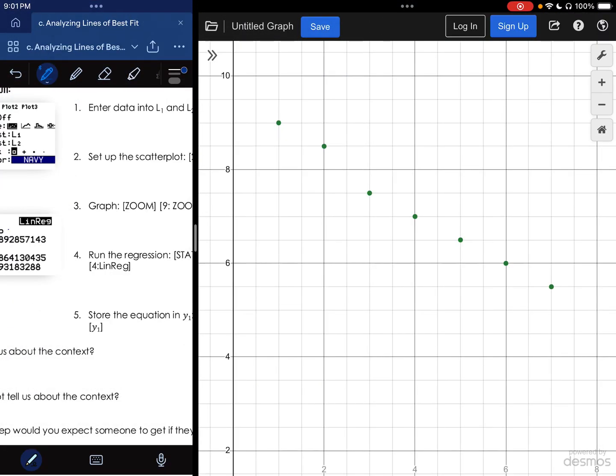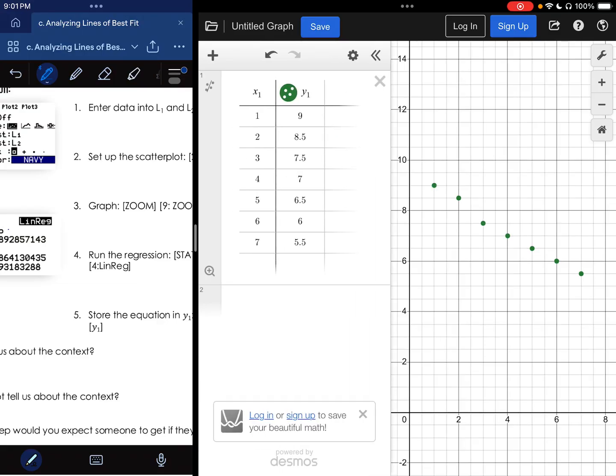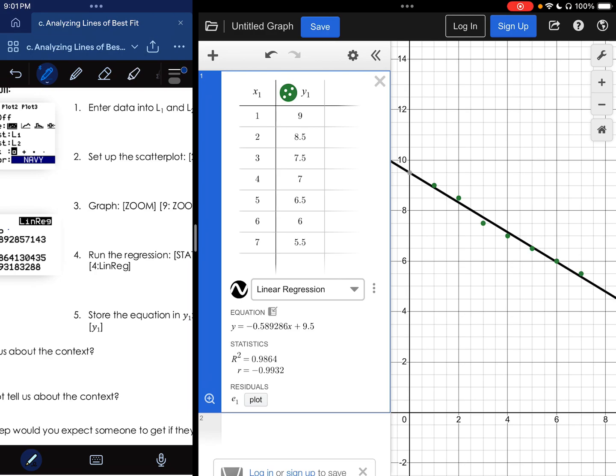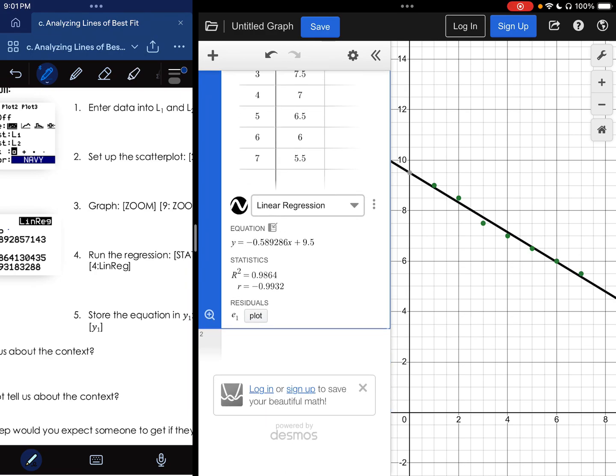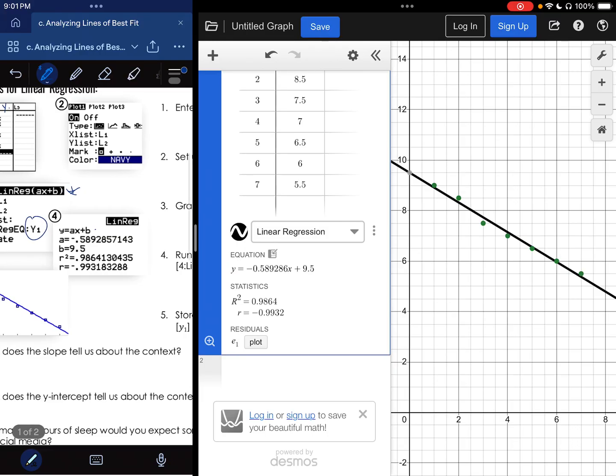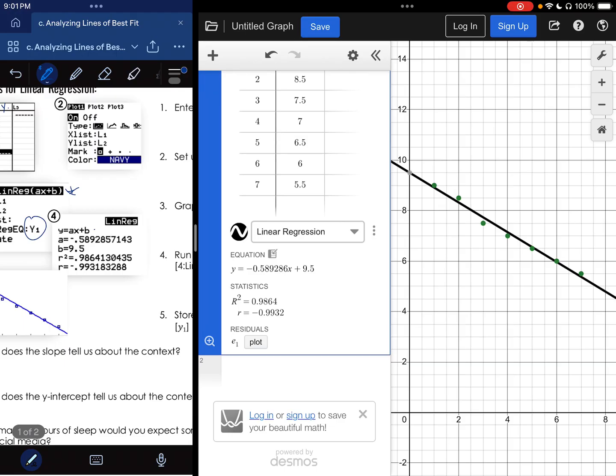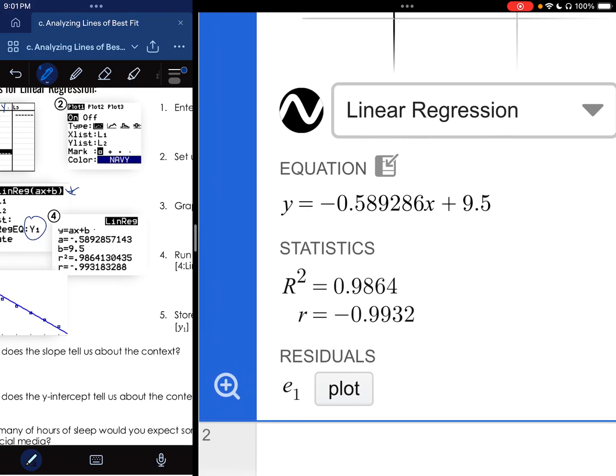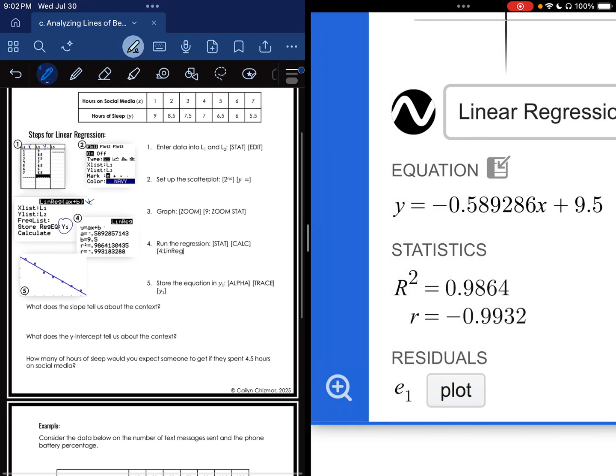You'll notice that I get the same values, rounded a little bit differently, from my TI that I got from Desmos, right? They're both very reliable calculators. But here it just puts it into the equation for me, which I think is so nice, right? So the first thing that they'll probably ask is, what is that equation? So here we go. Y is equal to, I think 2 decimal places, so I'll put 0.59x plus 9.5.